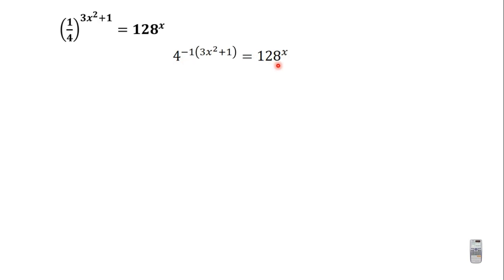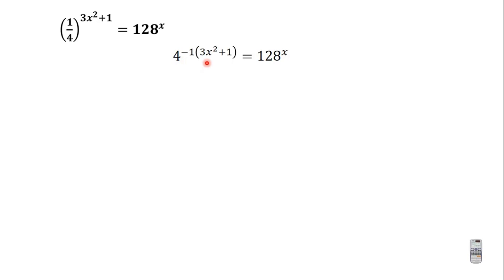What we have on the right hand side has a base of 128. So we have to make sure that they have the same base. We can't express 128 in index form such that it has a base of 4. But what we can do is express 128 in index form such that it has a base of 2. We can also express 4 in index form such that it has a base of 2.